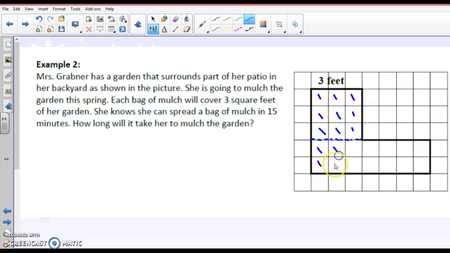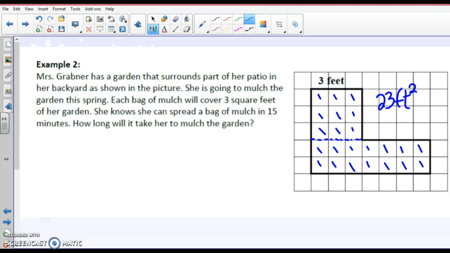10, 11, 12, 13, 14, 15, 16, 17, 18, 19, 20, 21, 22, 23. So I've got 23 square feet. I've got 9 in that square part, and I've got 2 by 7. I've got 14 here. 9 plus 7 is 14. That makes it nice. So I've got 23 square feet, correct?